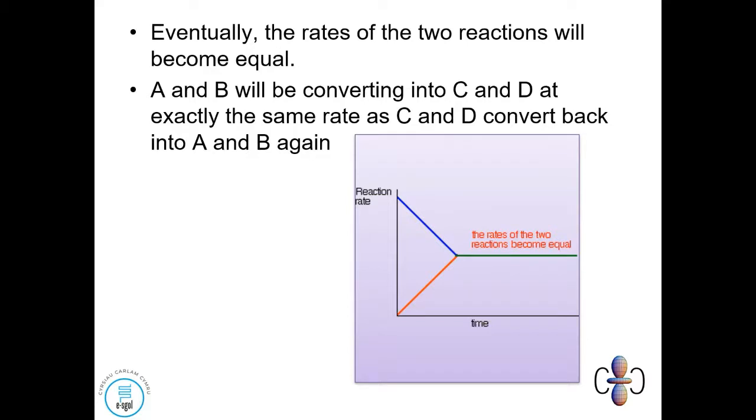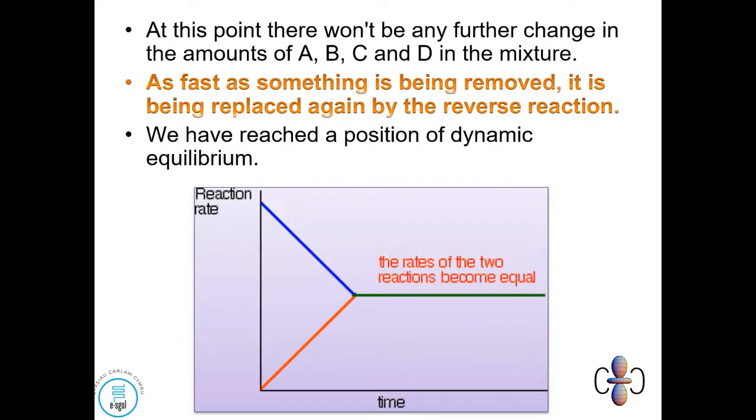Okay, so as A and B are being converted into C and D, at the same speed, or at the same time, they are being converted straight back into A and B. So you can see from that graph that you have this kind of plateau point where they are equal in a sense. So at this point, there won't be any further change in the amounts of A, B, C, or D.